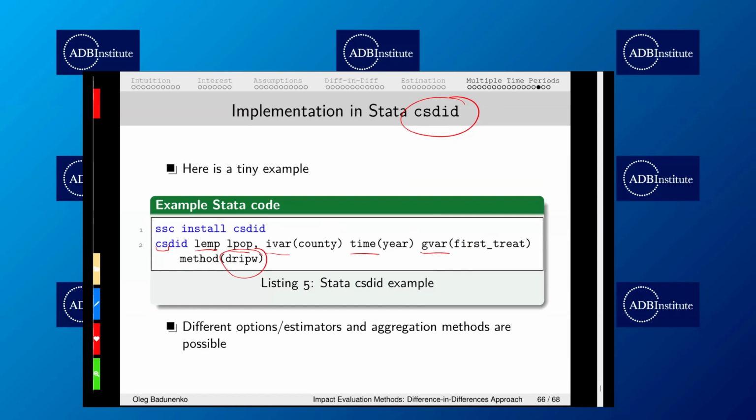So obviously we have different options and estimators for this command, and we have different aggregation types: the calendar, the event, the group, the simple average, right? We'll consider all of them in our exercise next.